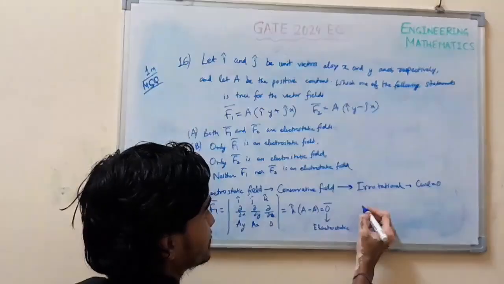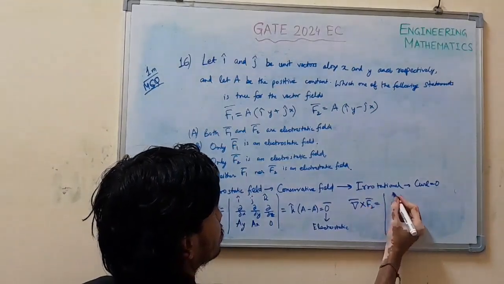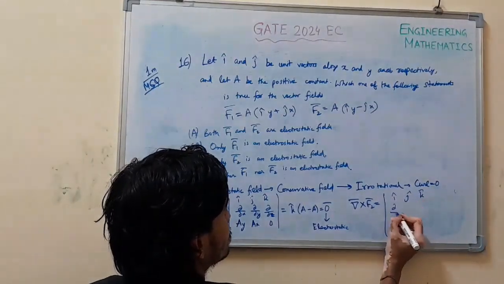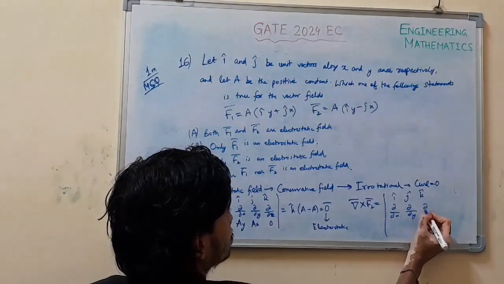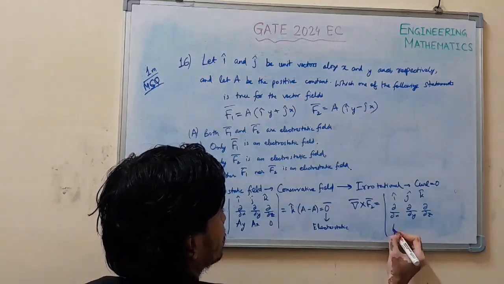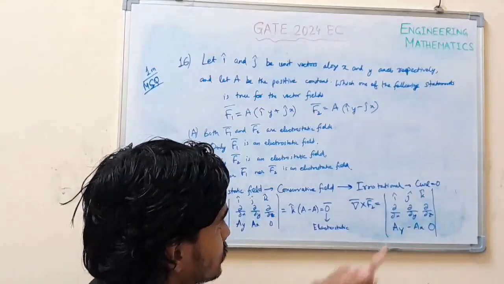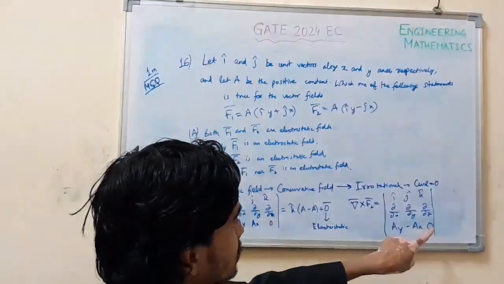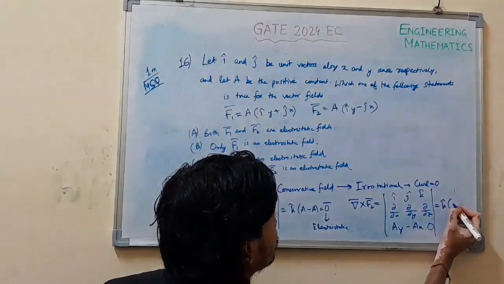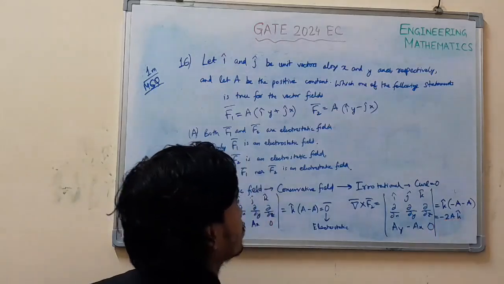Let's check for F2. Let's find the curl of F2. Using the determinant with i, j, k, del x, del y, del z, the components give 0, 0, and then minus a minus a. So k cap times minus a minus a, that is minus 2a k cap. This is non-zero.